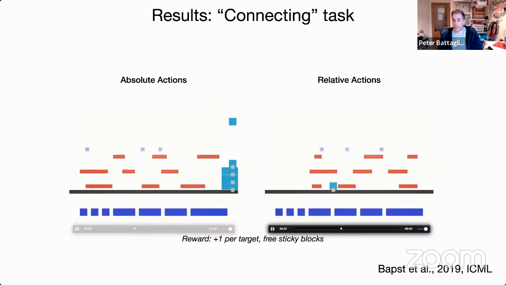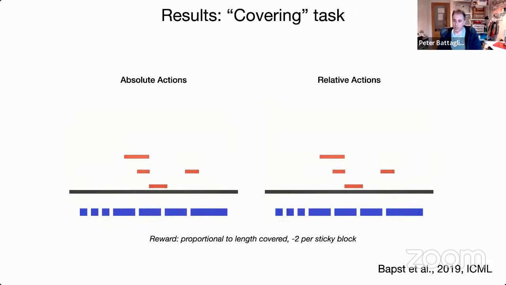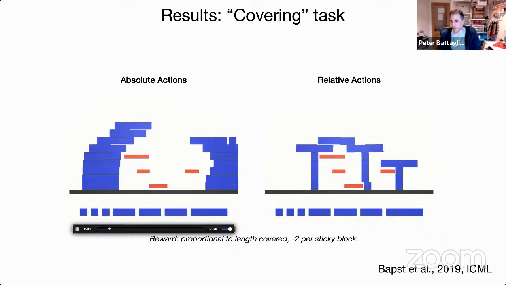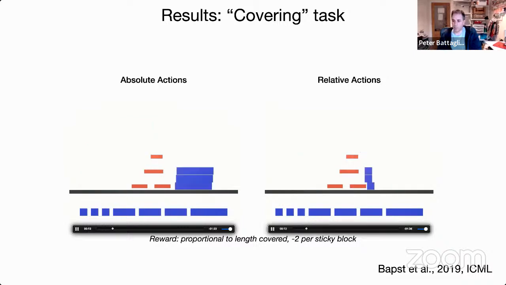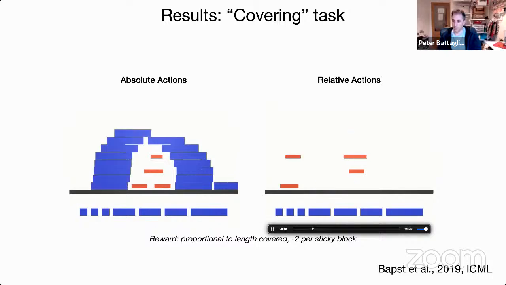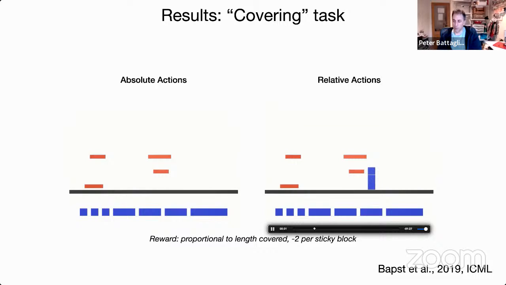Okay, so the covering tasks, which are kind of more interesting. So here's this covering task. You see the absolute agent always makes these little igloos over it. It always does that. I don't know why. The relative agent again makes much more sophisticated structures. This comes in handy when it's trying to cover things that are not too close to each other.